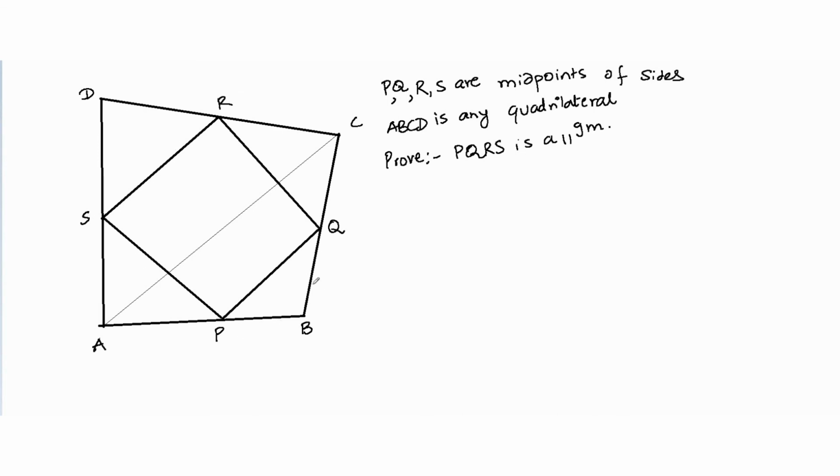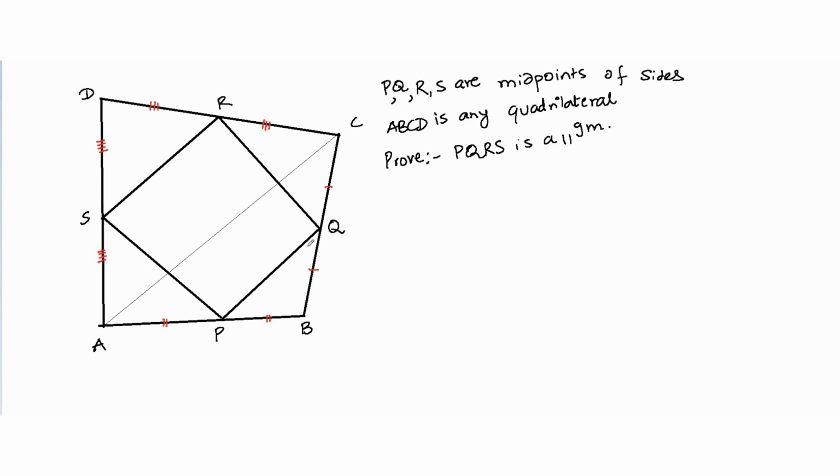So ABCD is some random quadrilateral, and P, Q, R, S are the midpoints. Midpoints would mean that the length AP is equal to PB, BQ is equal to QC, and I also have RC equal to DR. R is the midpoint of DC, and similarly SD is equal to AS, right? I have to show that PQRS is a parallelogram.